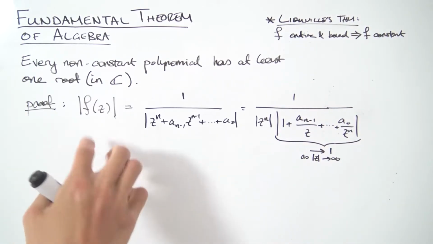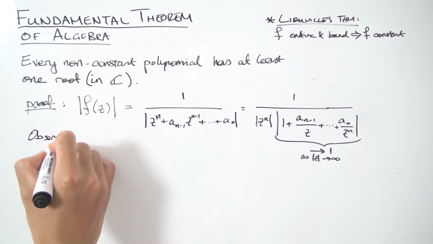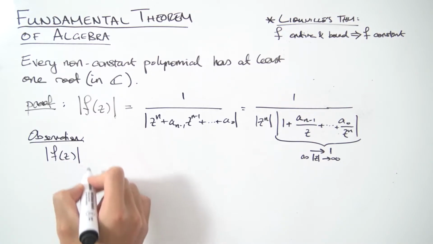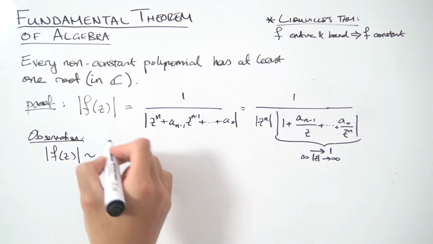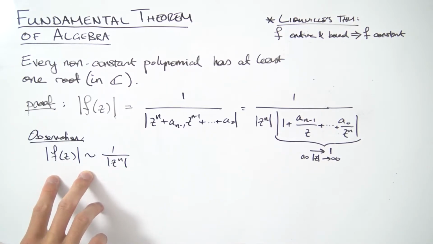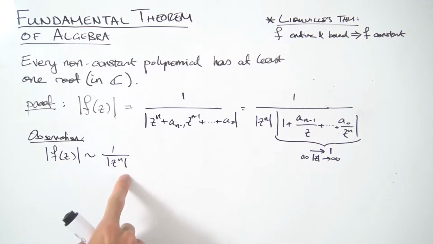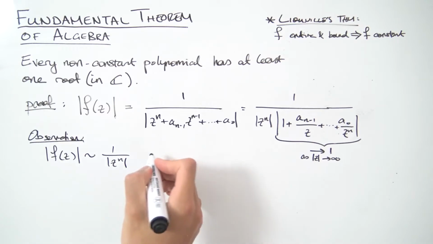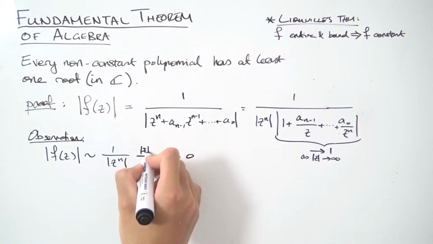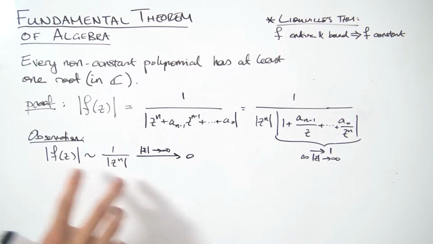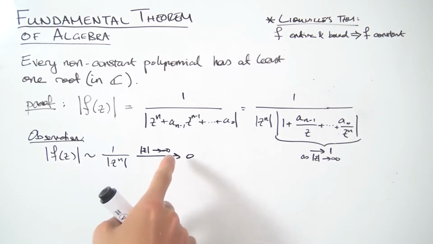So what this means, an observation that we can make here, is that the absolute value of f of z is asymptotically equal to 1 over the absolute value of z to the n. So for larger values of z, our function f of z looks like 1 over z to the n. And what do we know about the function 1 over z to the n? It approaches 0 as the absolute value of z approaches infinity. So since these are asymptotically equal, our function f of z also approaches 0 as z approaches infinity.